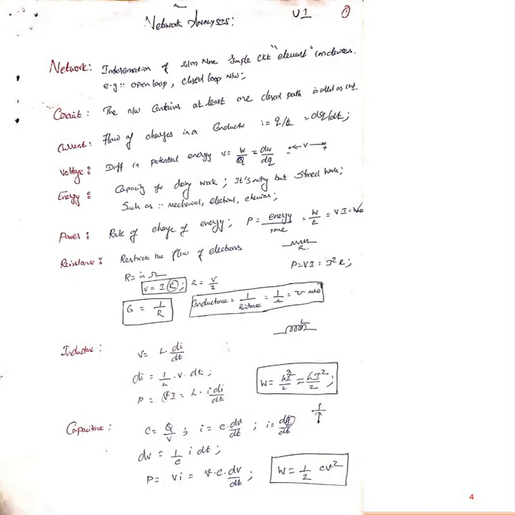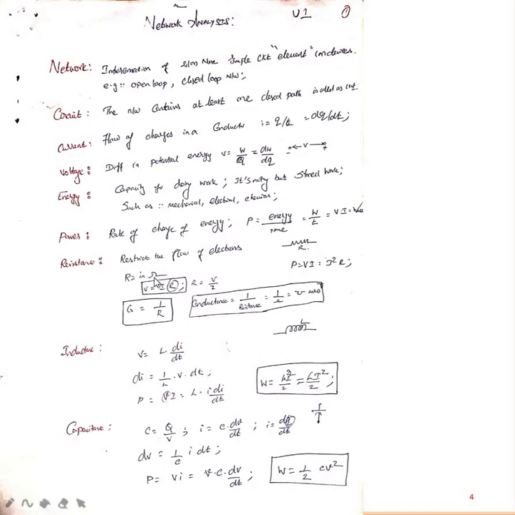So what is resistance? Resistance just opposes the flow of electrons, the flow of current. It normally opposes the flow of charges. From Ohm's law, V is equal to I into R. So I is V by R, and R is V by I. The unit of resistance is called ohm.